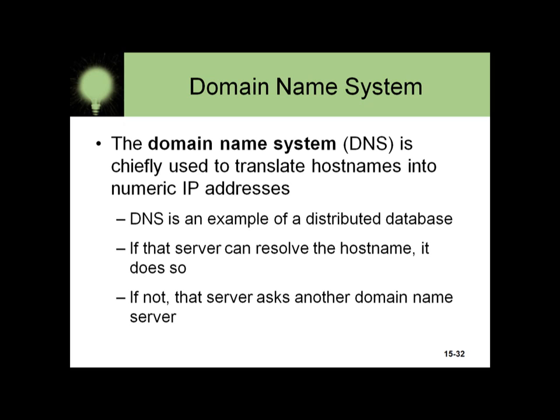The domain name system, DNS, is chiefly used to translate host names into numeric IP addresses. DNS is an example of a distributed database. If that server can resolve the host name, it does so. If not, the server asks another domain name server.